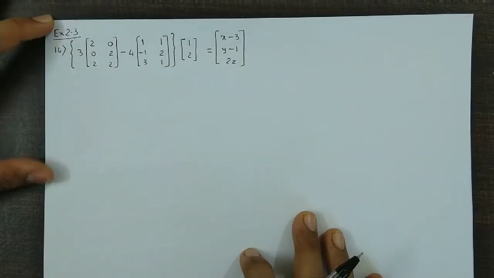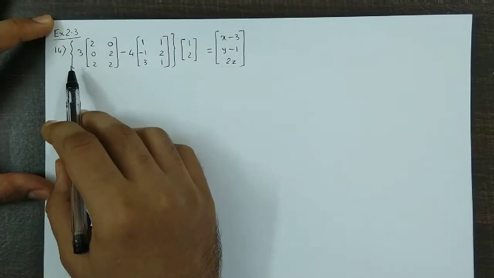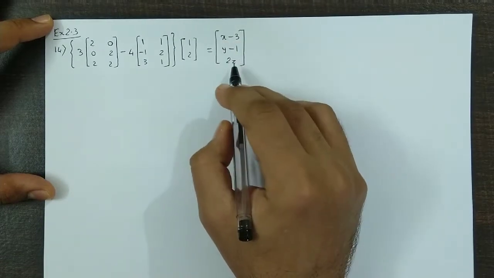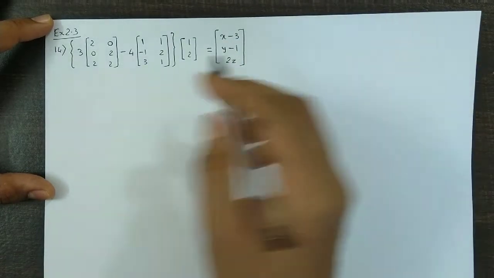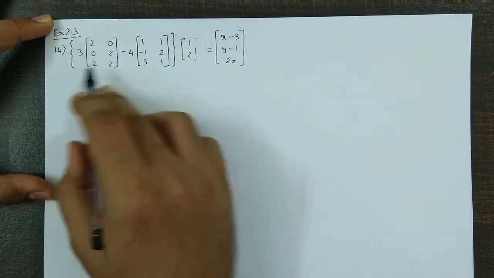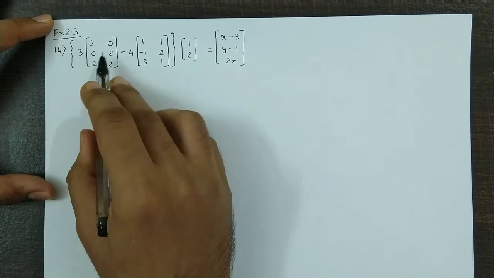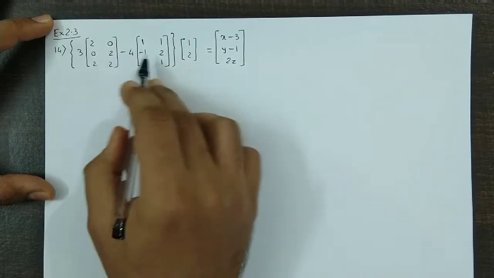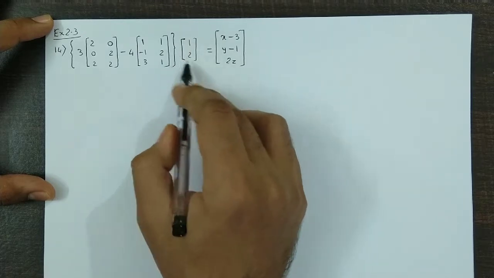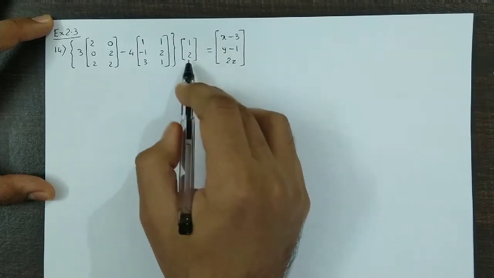We now discuss question number 14. Here we have to obtain the missing values of x, y and z. First of all we simplify the left hand side. Within brackets we first perform the scalar multiplication, then subtract the two matrices and then finally multiply with this matrix with elements 1, 2.